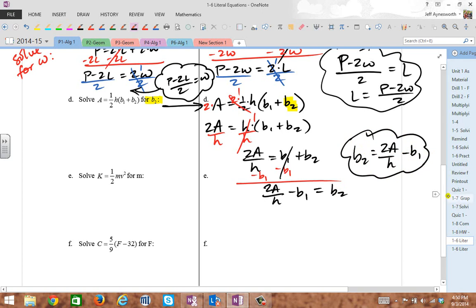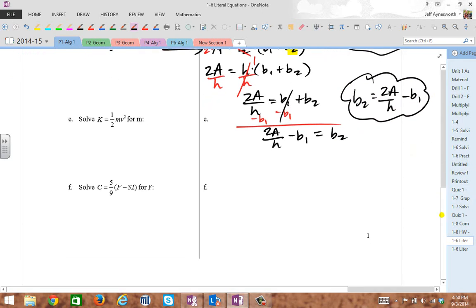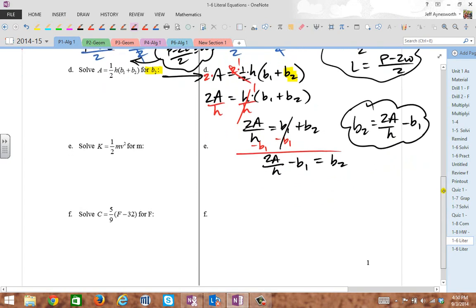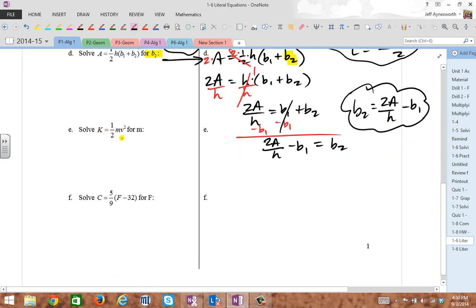All right, and now what do we have? Well, let's see here. Let's take a look at this one right here. K equals 1/2 mv squared. This one comes from physics. K stands for kinetic energy, M stands for mass, and V, well, guess what? That's velocity. So you guys probably saw this too in your science classes.